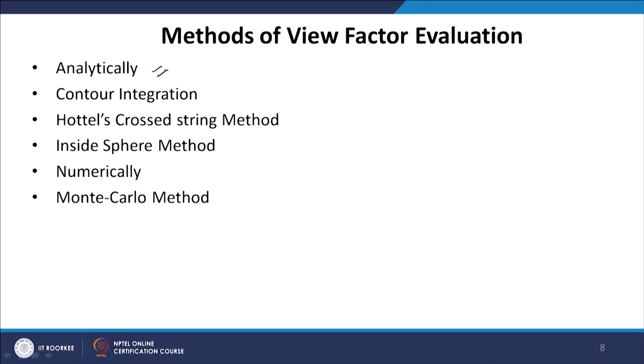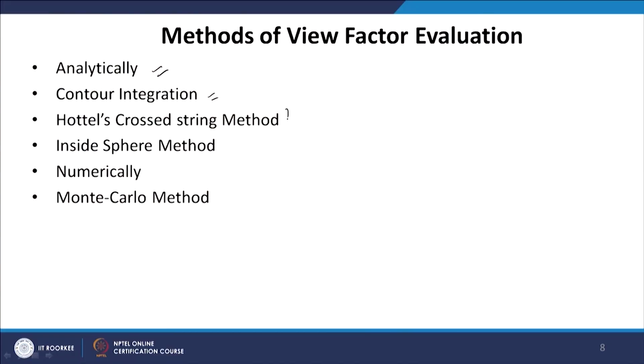Now, these are the definitions of view factors between an infinitesimal area and a finite area, and between two finite areas. Now, how do we evaluate these view factors? There are a number of ways by which these view factors can be evaluated. We can do double integration, which is called the analytical method. There are simplified methods like contour integration, which simplifies the double surface integral into a line integral, the path integral. Then we have Hottel's crossed-string method and the inside sphere method.